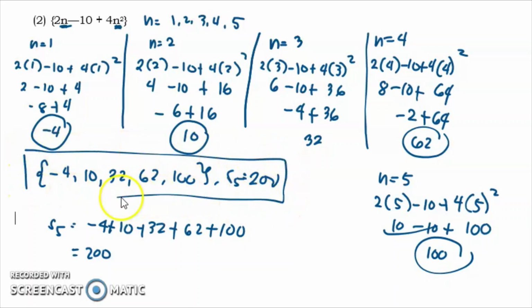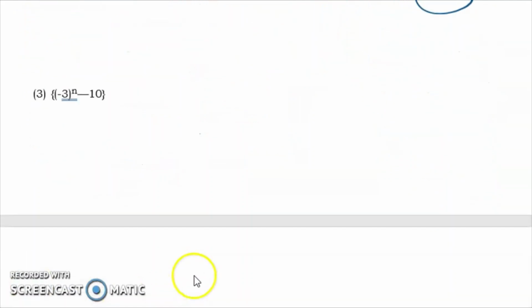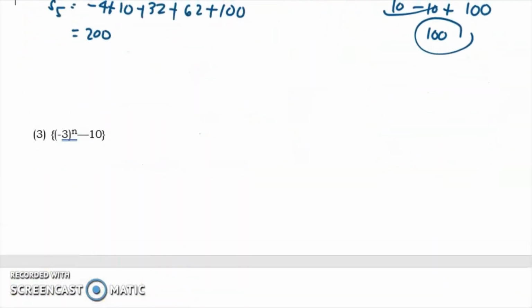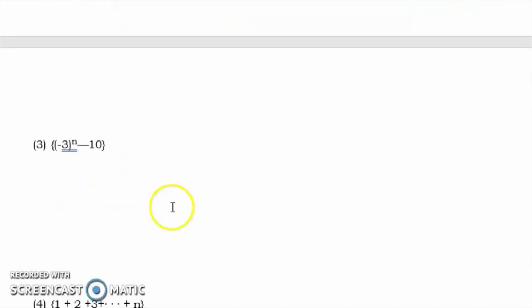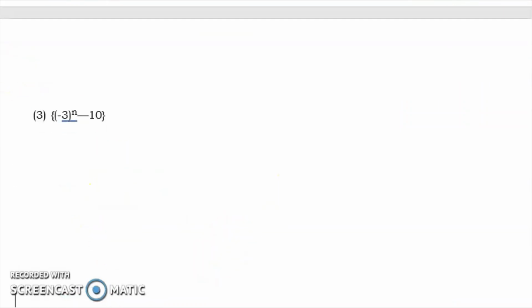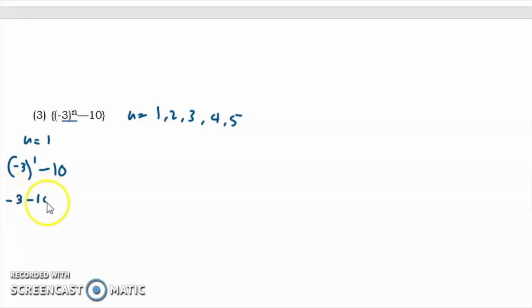This one is for number 2. Now, let's go to number 3. Ibaba na natin para sa space natin. Ganun ulit ha. Yung n natin is 1 to 5. Okay, so n is equal to 1, 2, 3, 4, 5. So, you will have here n is equal to 1, negative 3 raised to, huwag kayong magkakamali dito ha, 1 minus 10. Negative 3 raised to 1 is still negative 3 minus 10.